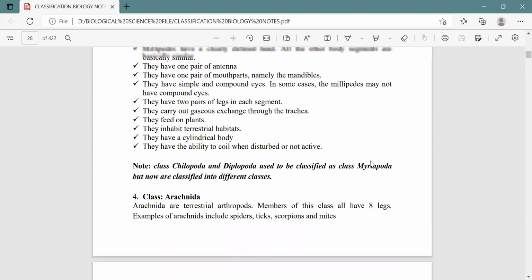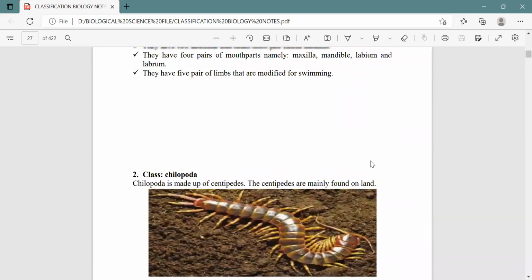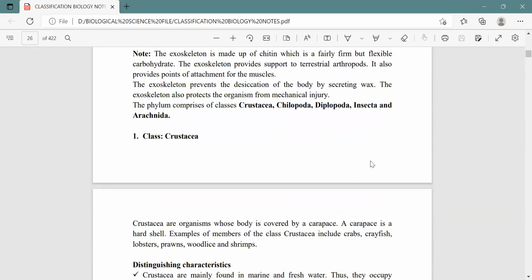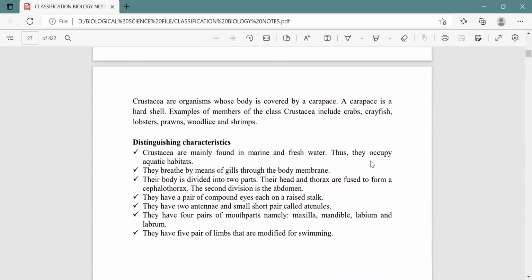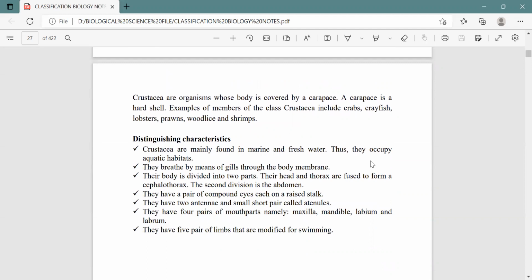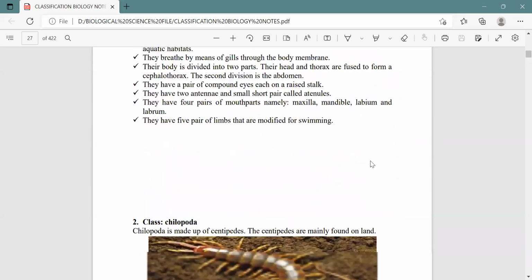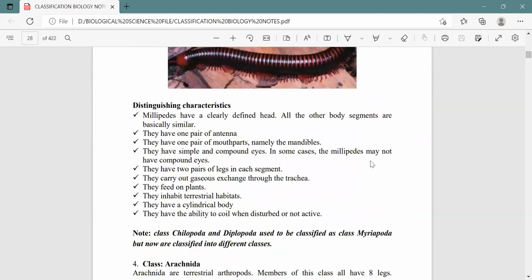But this is a similarity now with the crustaceans. Remember, the crustaceans are things like the crayfish, the crabs, lobsters, woodlice. They also have that characteristic number 3, where we said their body is divided into 2 parts. The head and thorax are fused to form a cephalothorax, and the second division is the abdomen. Don't you see that that is one way you can give similarities between crustaceans and arachnids?